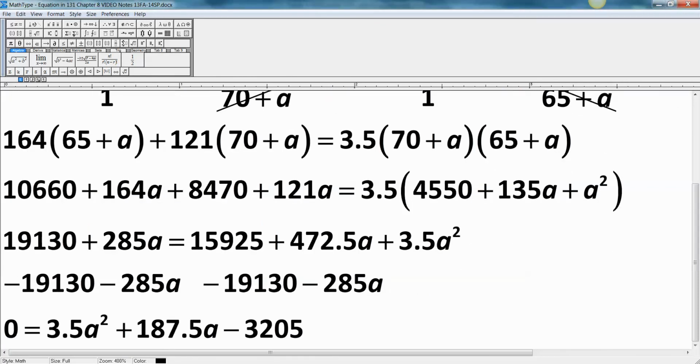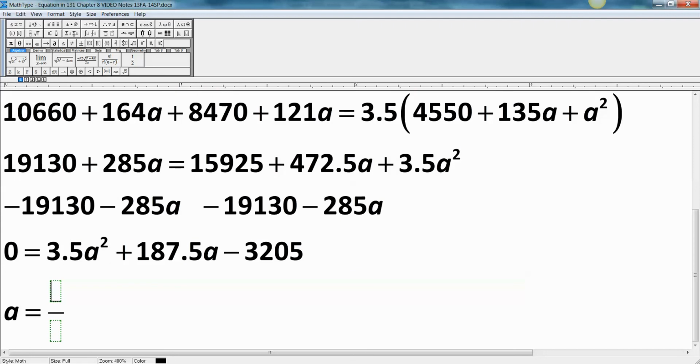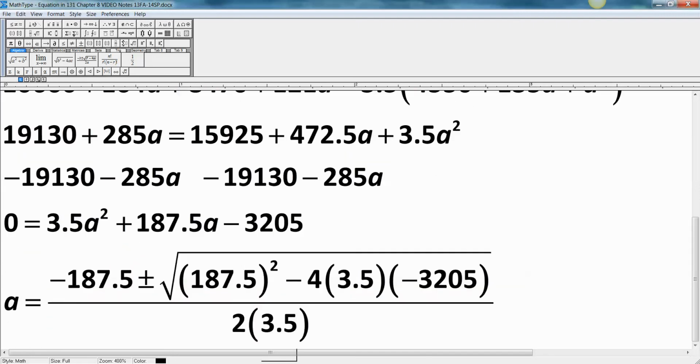So I subtract 19130 and 285A from both sides, combine like terms over here, and rearrange it. You get 3.5A squared plus 187.5A minus 3205. And that, my friends, is a quadratic. So A is equal to, and then we'll have to use the quadratic formula. All right, so there it is. Negative b, that's negative 187.5, plus or minus the square root of b squared, 187.5 squared, minus 4 times a, which is 3.5, times c, all over 2a. Now I'm going to use my calculator to figure out this part right here, and the bottom I can tell is 7. So one sec.